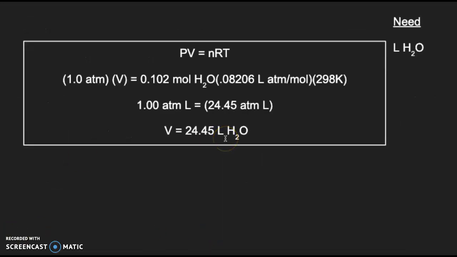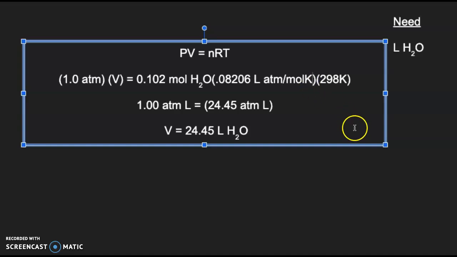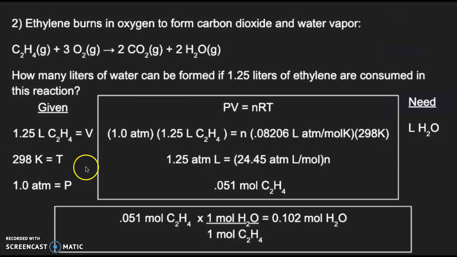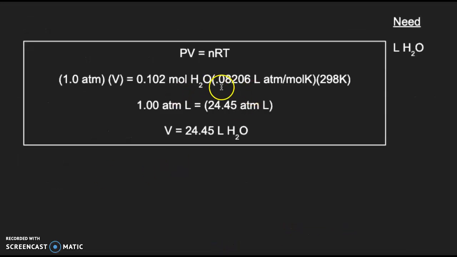So here's that worked out. Same pressure as before because we're at standard pressure and we're at standard temperature. I got that same unit issue. My R value is what it always is. And I just plugged in my n value that I solved on the last slide. So I got this 0.102 moles of water, plugged it in, worked it out, and that gives me 24.45 liters of water.